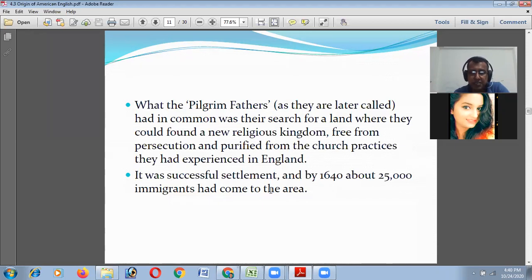It was a successful settlement, and by 1640, about 25,000 immigrants had come to the area. So in this way, when the first group came consisting of 67, within 20 years, people left England and went to Massachusetts. The number rose to 25,000, and most of them are Puritans.